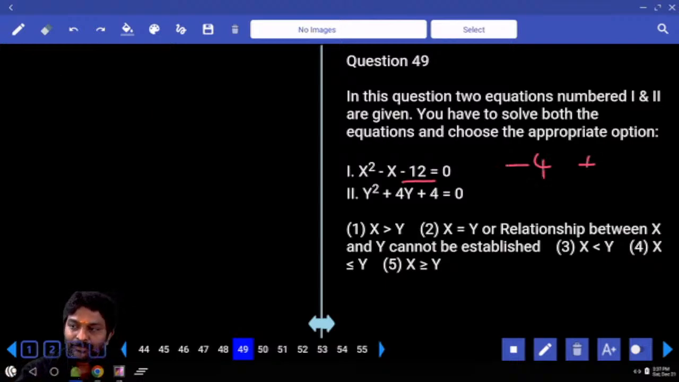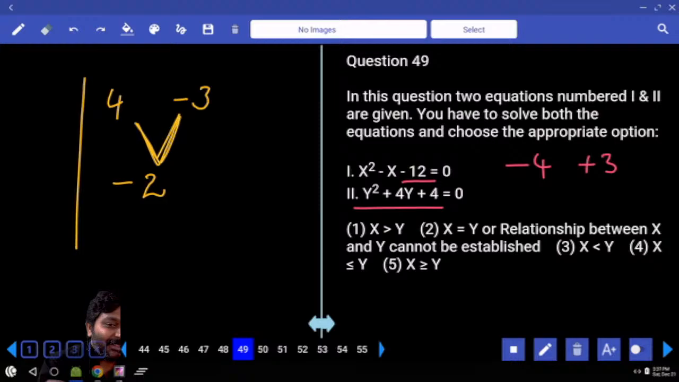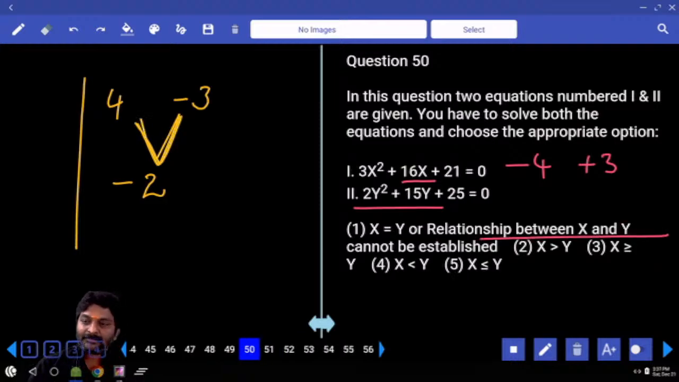Minus 4 plus 3. Factors are plus 4 comma minus 3. This is y plus 2 whole square is equal to 0. Y is equal to minus 2 lies in between these two numbers, right? Then answer no relation.